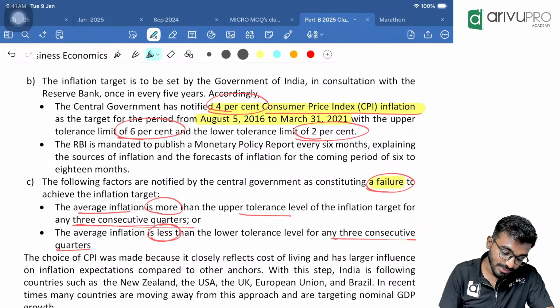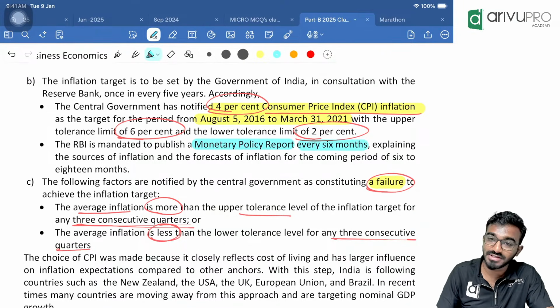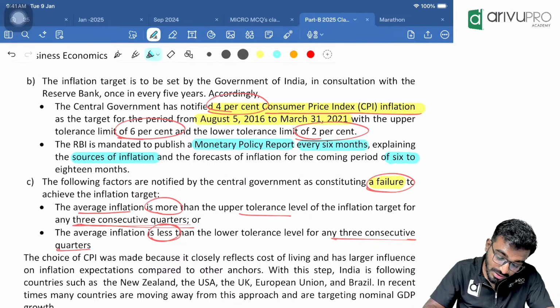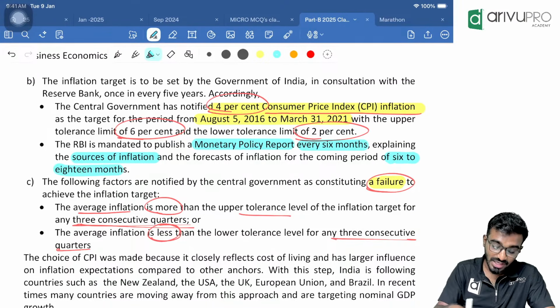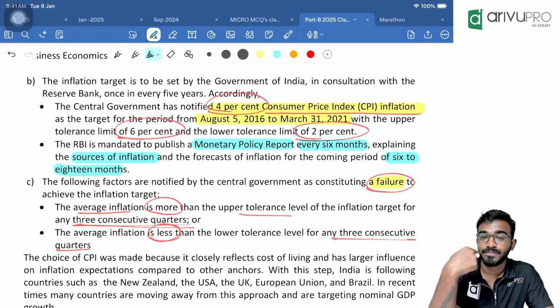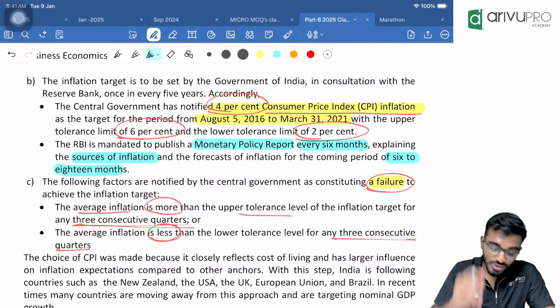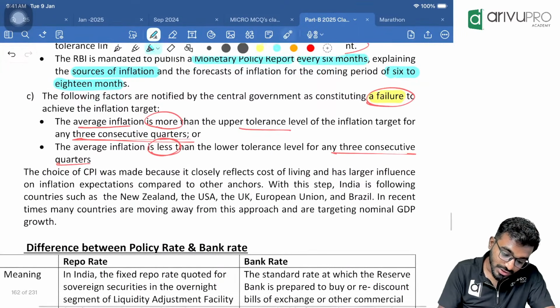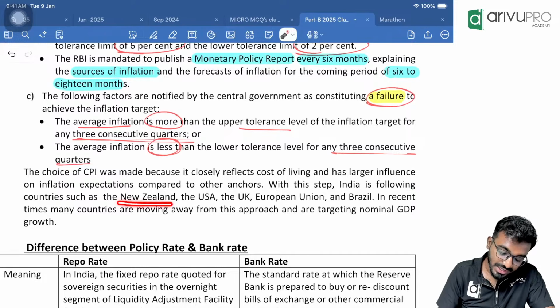Once every 6 months, RBI will publish a report called the Monetary Policy Report. It speaks about sources of inflation, from where exactly we are getting the inflation for the next upcoming 6 to 18 months. These highlighted areas are important. This inflation targeting is not just followed in India. It is also followed in other countries like New Zealand, USA, UK, European Union and Brazil.